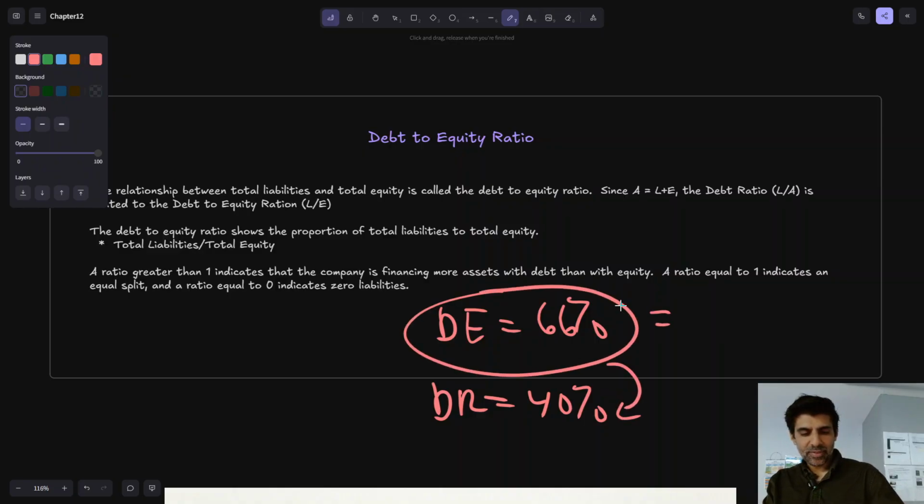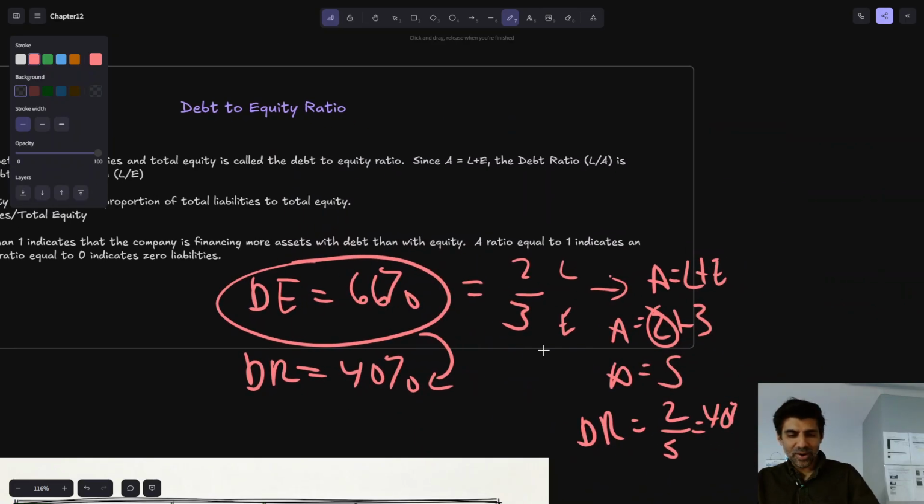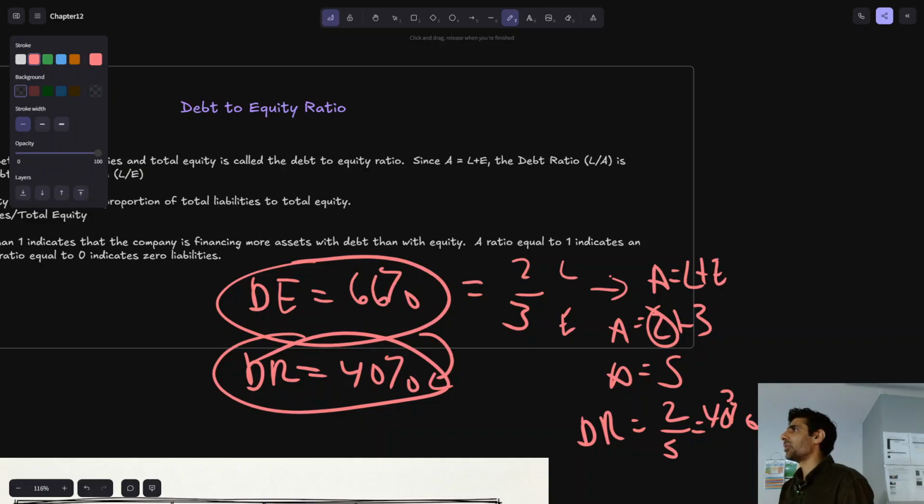How? Well, this is equal to 2/3, which is equal to your liabilities over your equity. And so I can take that information and be like, assets equals liabilities plus equity. Assets equals 2 plus 3. Assets equals 5. And so my debt ratio equals my liabilities, which is 2 over 5, which equals 40%. So they're saying the same things. You can go from one to the other. I personally think that this is more intuitive, but again, they're related.